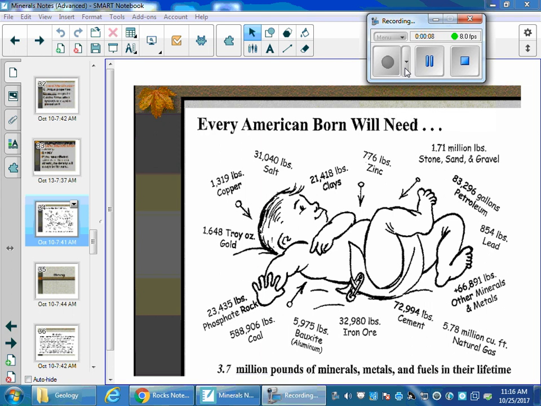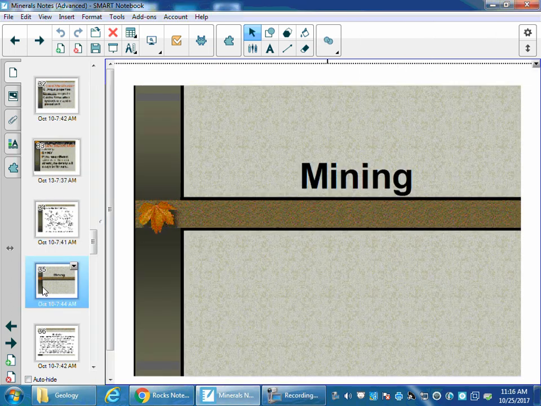So as you can see on the screen, if you take a look, a picture of what we call the mineral baby. This picture shows all of the different minerals that a person will need in their lifetime. Now, it might be directly used or indirectly used, like for buildings and things like that, but there's a lot of minerals that are needed by us to do many different things. So in order to get them out of the ground, we have to mine.